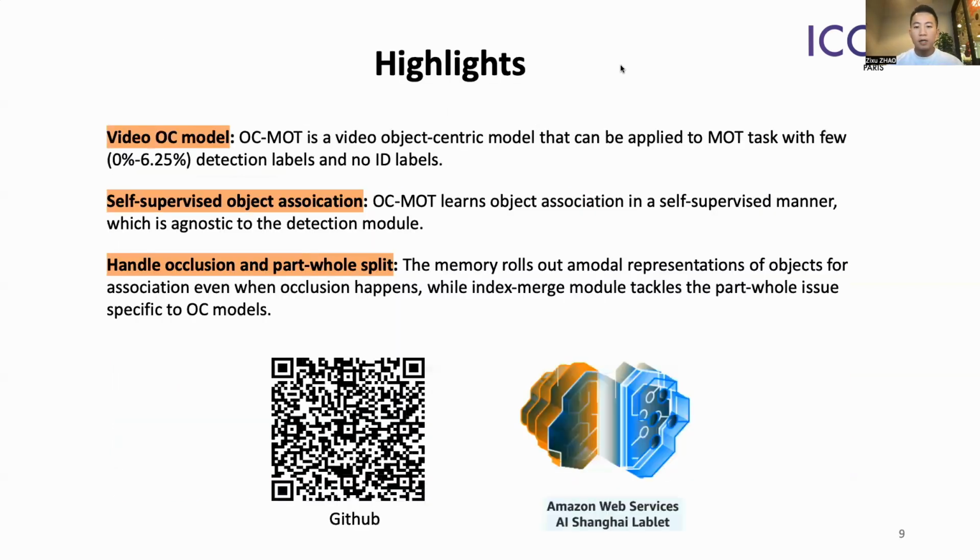For conclusion, we would like to highlight that, first of all, OCMOT is the first video OC model that can be applied to the MOT task. Next, it performs object association in a self-supervised manner, which is agnostic to the detection module. Last, OCMOT can handle the occlusion during tracking and the pothole issue that is specific to OC models.